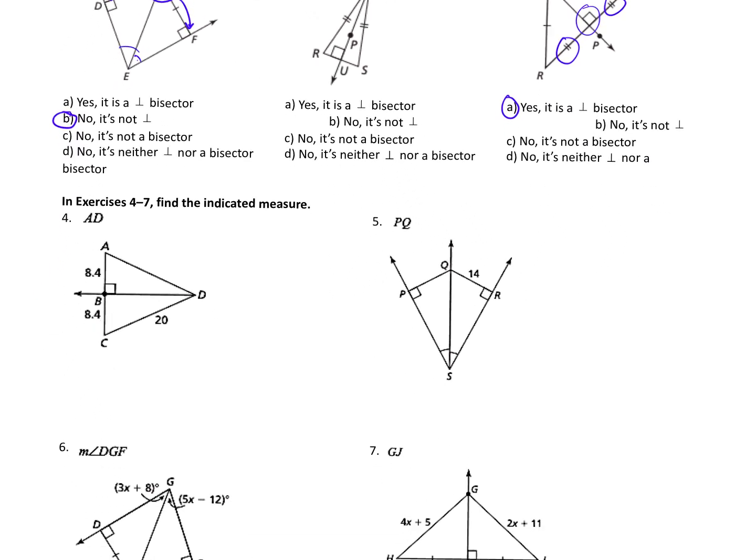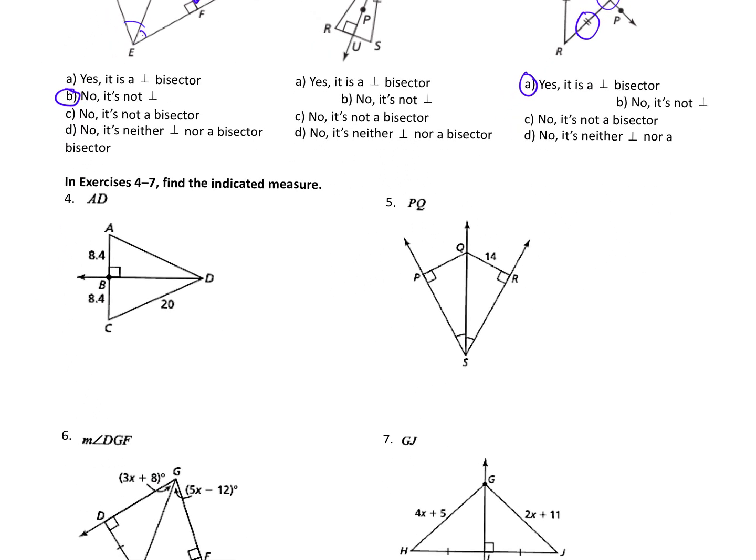Let's look at number 5. Find the indicated measure. If we have 14, this is an angle bisector. That means PQ, which is over here, also has to be 14. So PQ is 14.